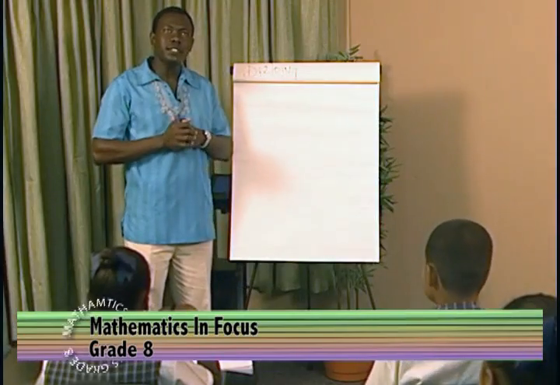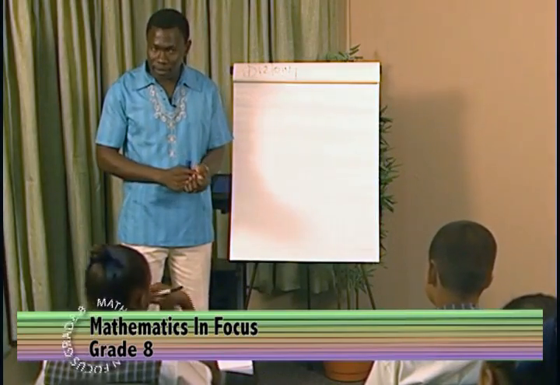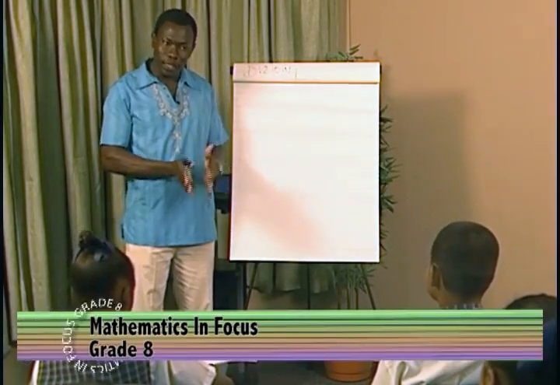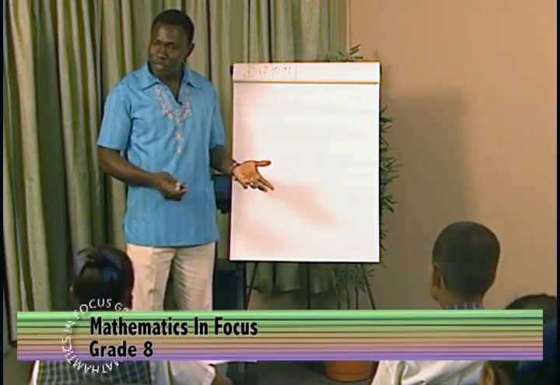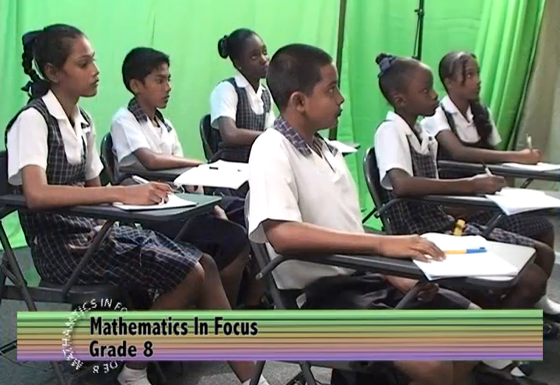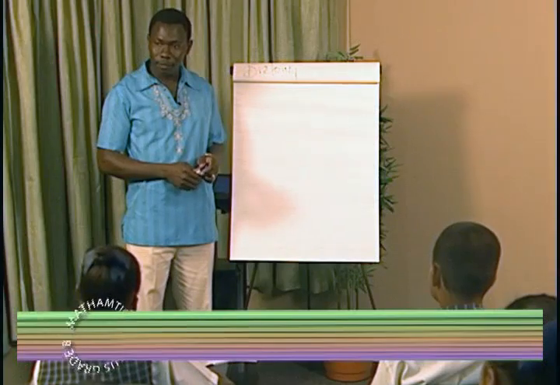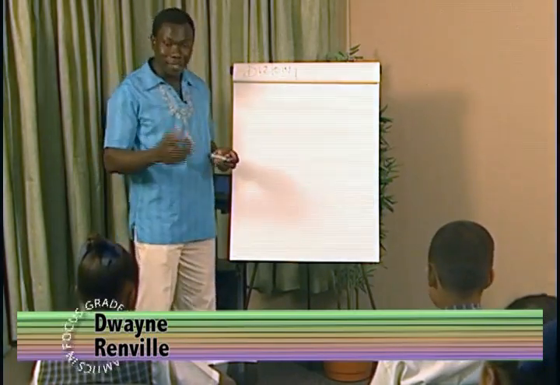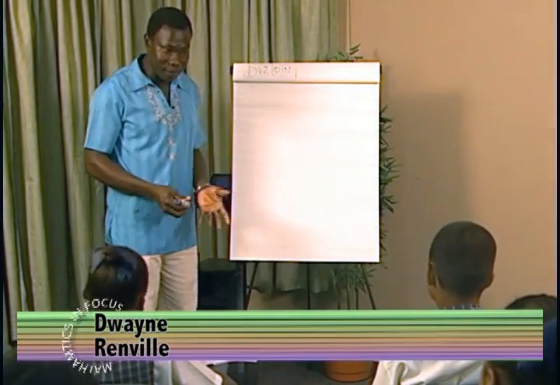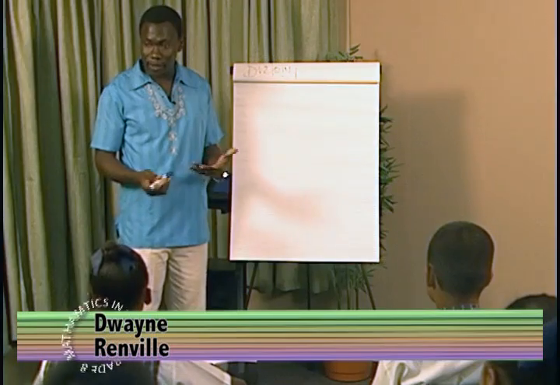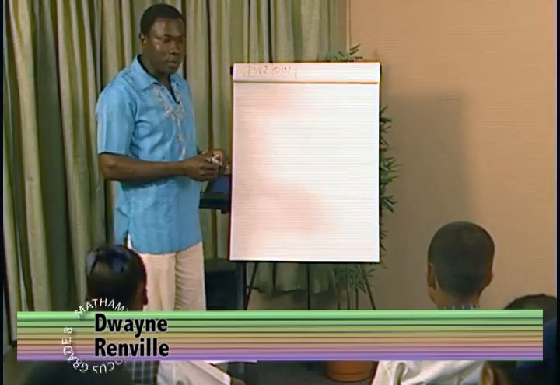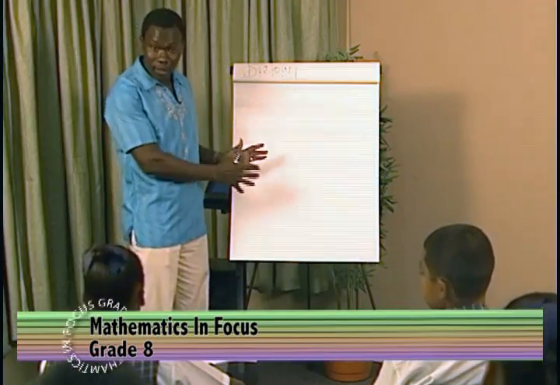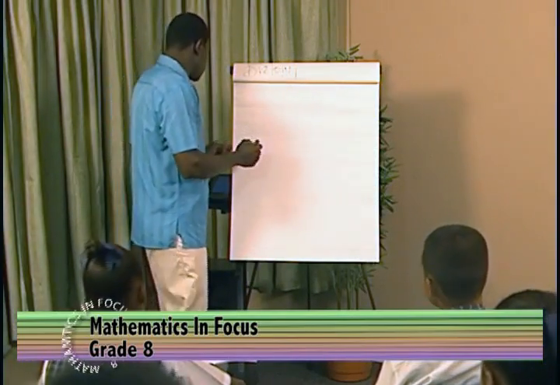Let me ask a question. If two sets intersect, let's say we have a set A and a set B, do you think that A intersect B will be the same as B intersect A? All right, well, let us find that out. To find that out, we're going to use an example, so we will actually see what the intersections are.